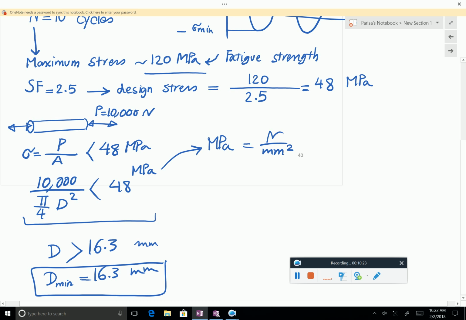So let's look back again at what we did. From the fatigue life, we need to get the fatigue strength that we would need. But if you apply a safety factor, you have to design for something smaller. Here, the safety factor was 2.5, so we get 45. And then the rest is just to say that the stress should be less than the strength divided by the safety factor, and then you get the minimum diameter. Any questions?